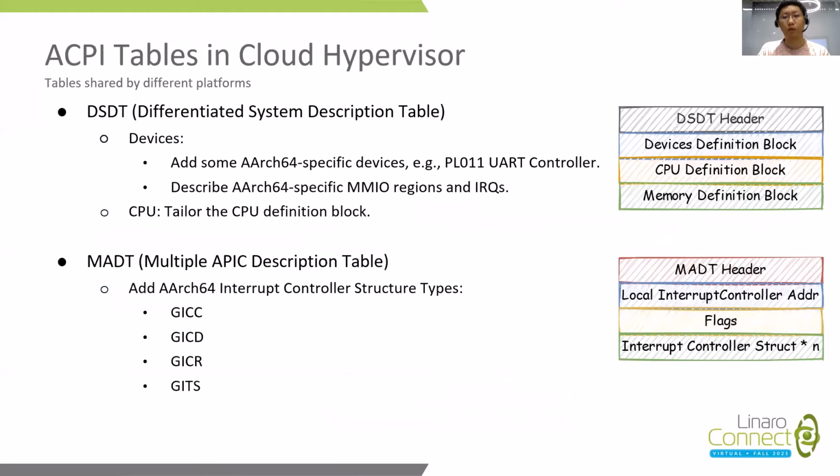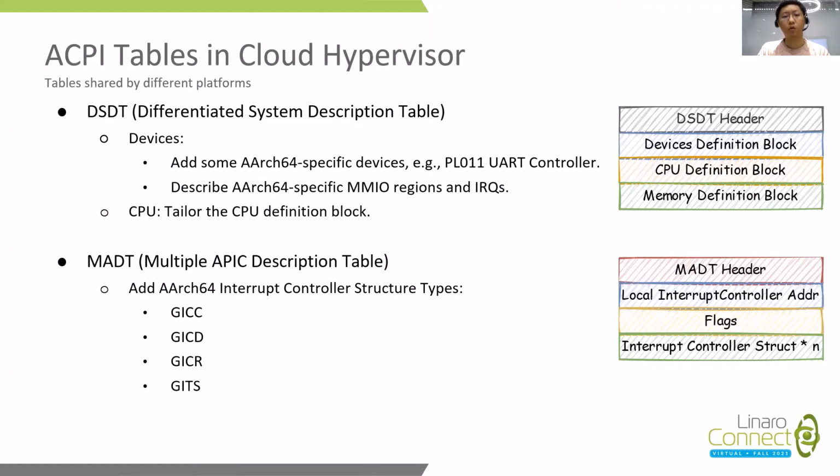Based on what we have discussed, I will now introduce the ACPI tables in the Cloud Hypervisor and the work we did for the AArch64 platform. Firstly, I would like to introduce the ACPI tables shared by both x86 and AArch64 platforms, and they are DSDT, MADT, FADT, and MCFG. The DSDT table describes the devices, CPU, and memory of the system.